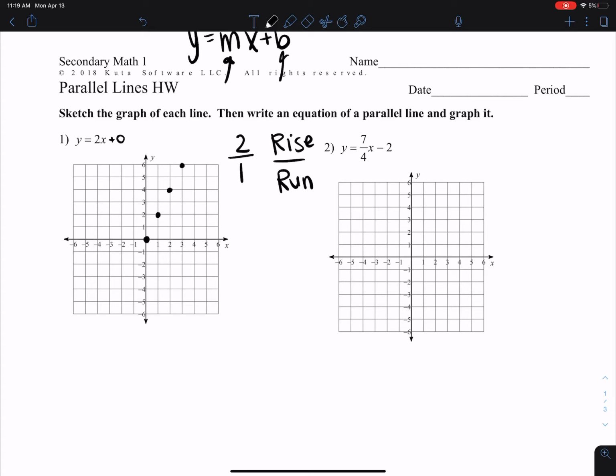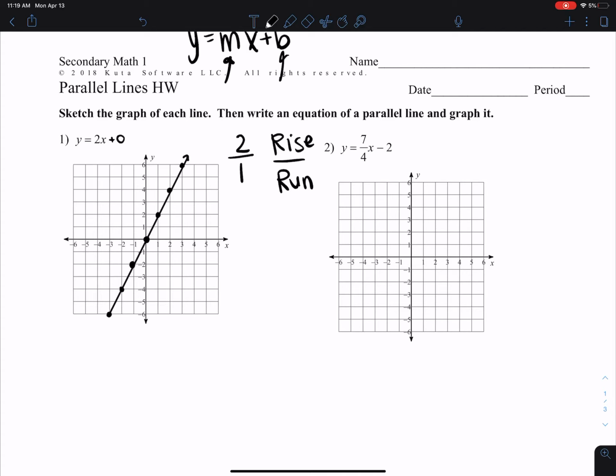And that's our slope going that way, or we can go down 2 and left 1. So that would be our slope right there, going to the left. And then I'm just going to draw a line here. So this is our original line.